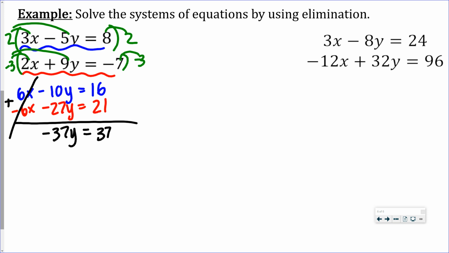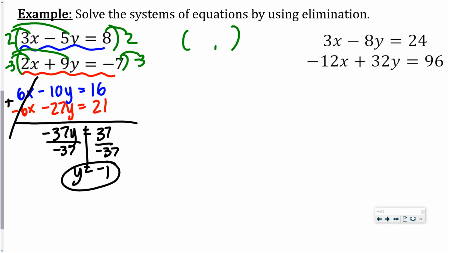Then solve the equation. I just have a little one-step equation here. All I have to do is divide both sides by -37, and I get y is -1. And now I have half my answer. Y is -1, so it looks like I'm going to get one solution here.